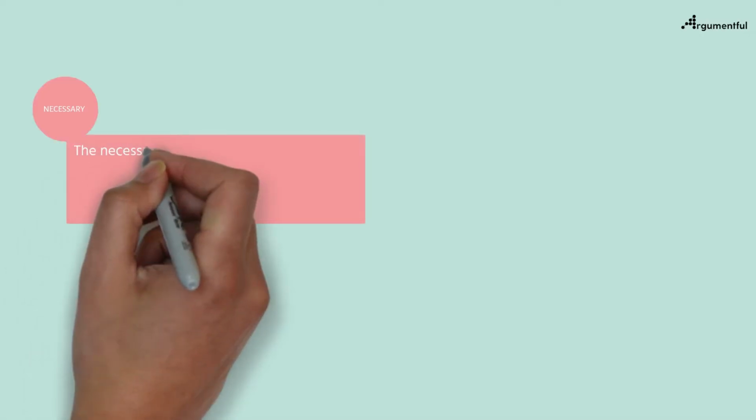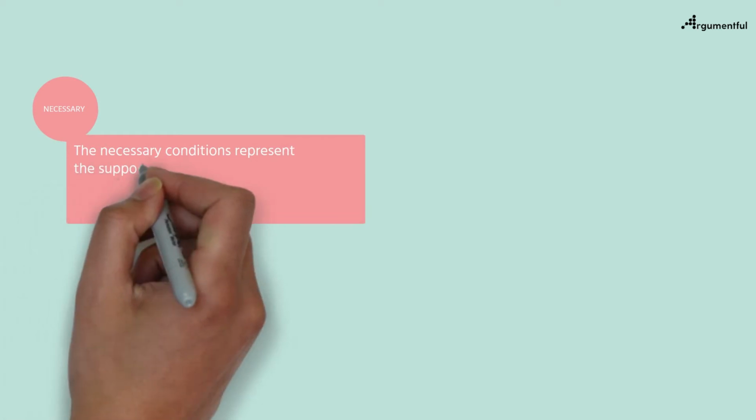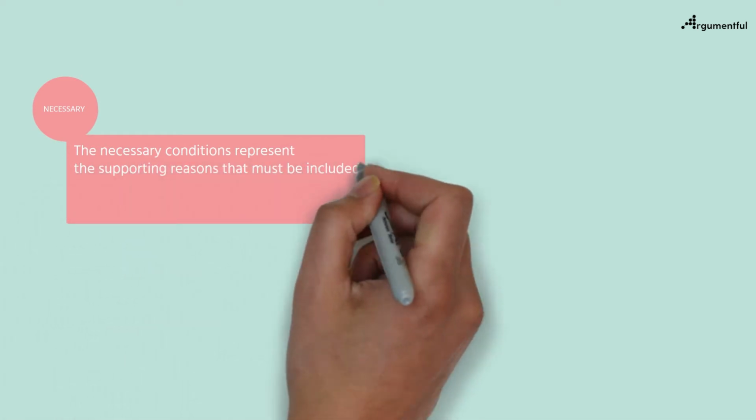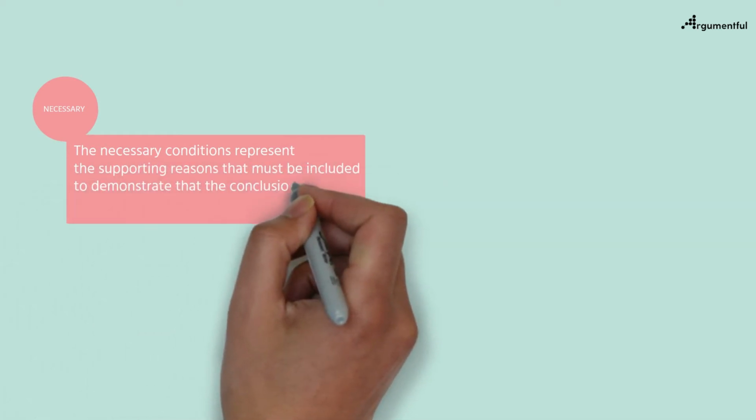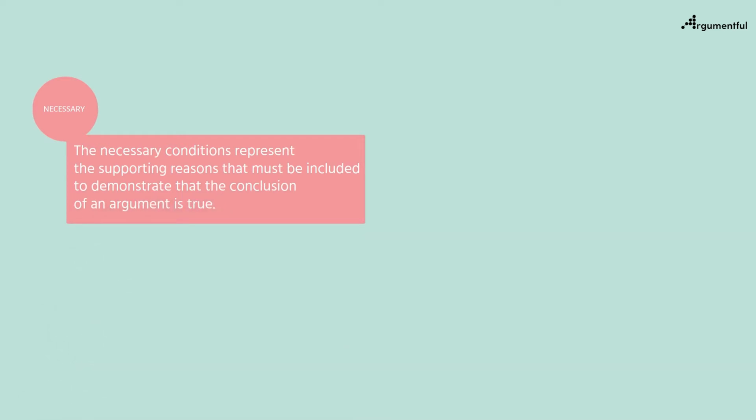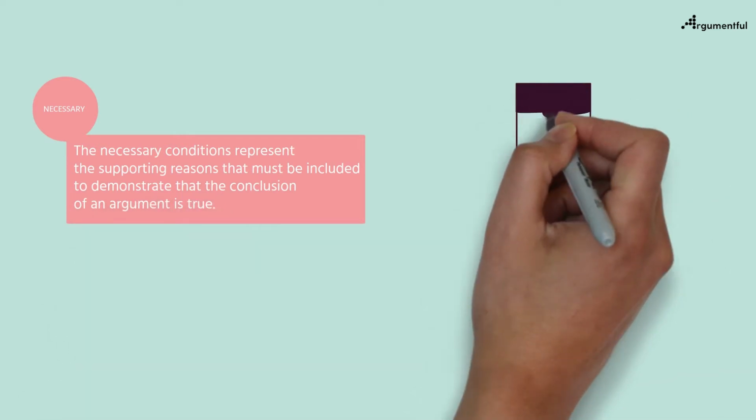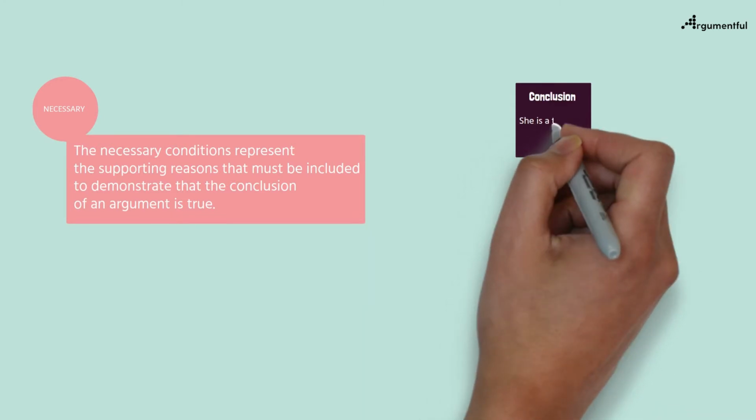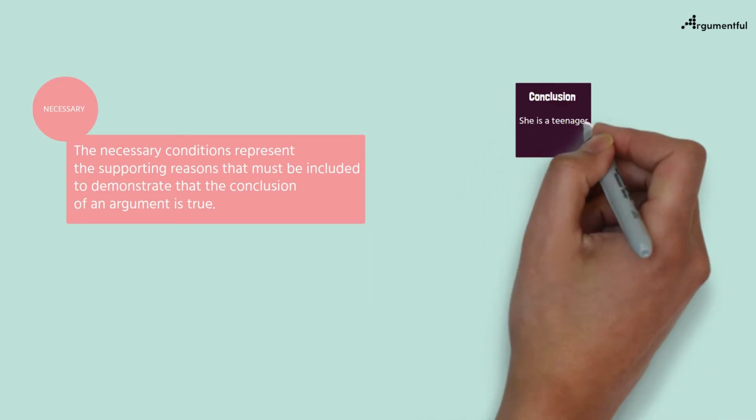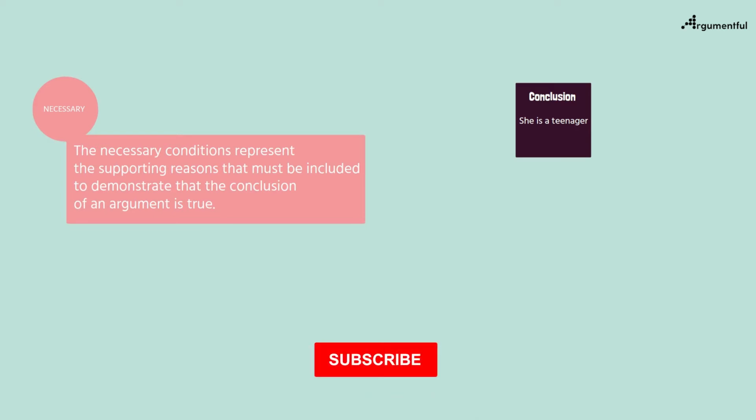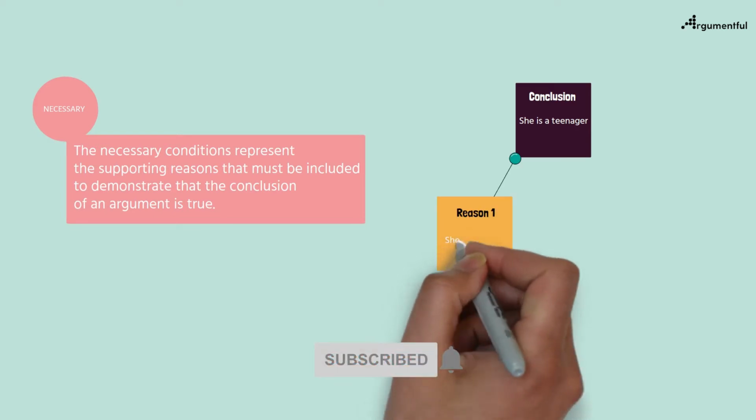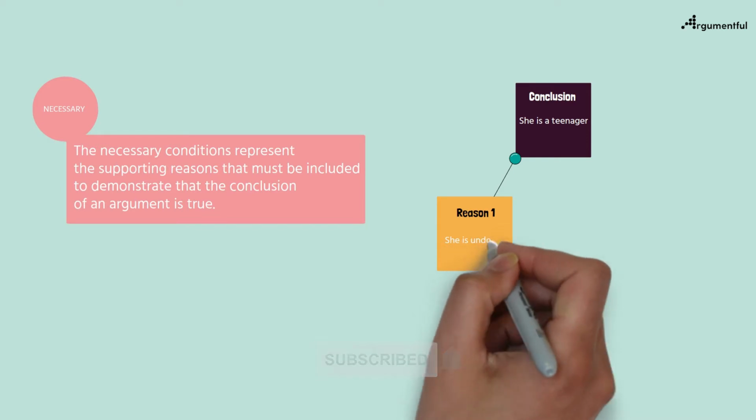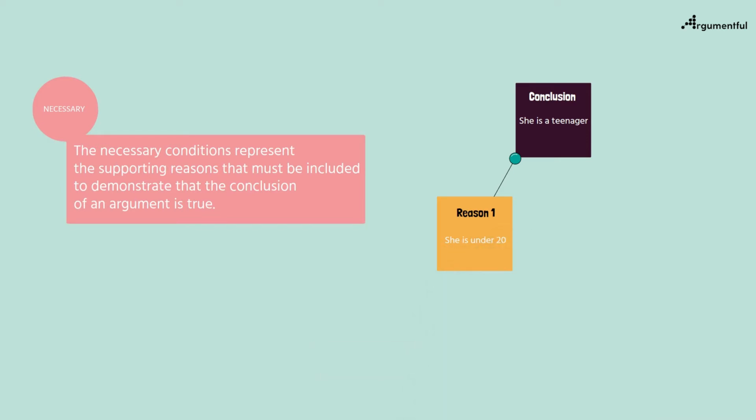The necessary conditions represent the supporting reasons that must be included to demonstrate that the conclusion of an argument is true. Certain claims could require many necessary conditions in order to be proven as true. If some or all are missing, then the claim is not proven. Here is a helpful example. The necessary and sufficient conditions for being a teenager are being under 20 and being over 12.